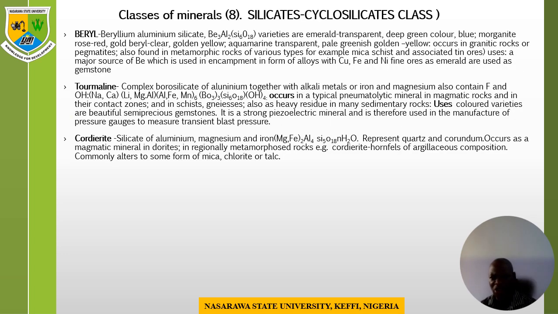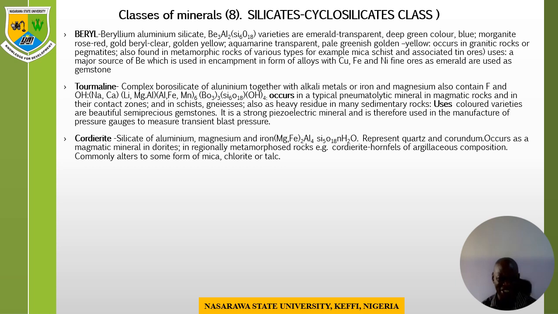The other class is the cyclosilicates. Under this we have beryl, tourmaline, and chlorite. Beryl has various forms: emerald, transparent deep green; blue; golden beryl, clean gold yellow; aquamarine, transparent; and pearl, greenish yellow. It occurs in granitic rocks and pegmatites. It is also found in metamorphic rocks of various types.